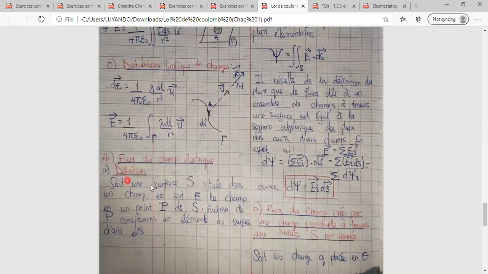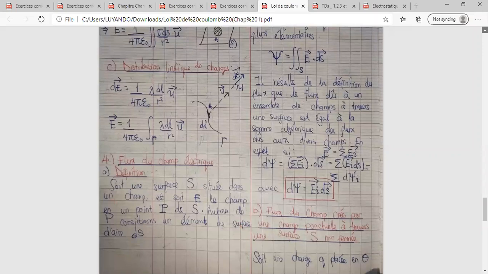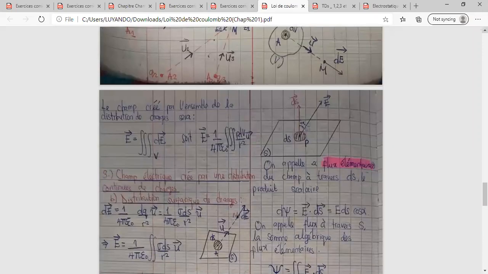So let S be a surface situated in a field, let E be the field and P a point. Around P, consider an element of the surface, dS, which is what we have here. This square represents the surface, and then we've got a petite portion of the surface area, so to say. And then we know that here we have a charge.